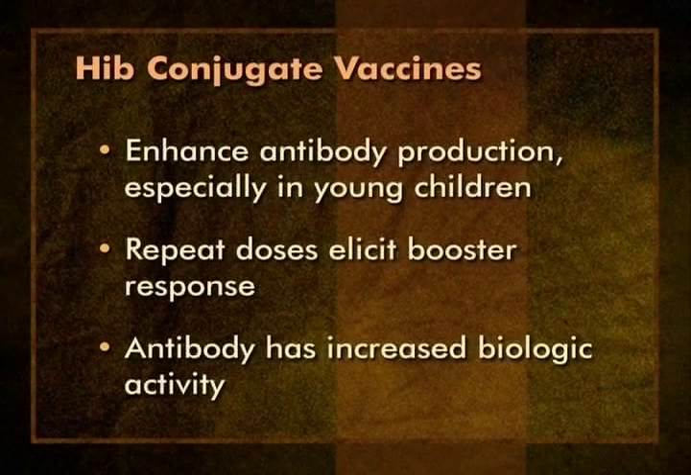The limited effectiveness of polysaccharide Hib vaccine was improved by a process known as conjugation. The idea is to link a poor antigen, the polysaccharide, to a good one, a protein. Conjugation enhances antibody production, especially in young children. Repeat doses elicit a booster response, so antibody titers go up with every dose. And the antibody that is produced has increased biologic activity, which means it works better. What happens with conjugation is that the protein polysaccharide complex elicits a T-cell dependent response. That means that T-cells become involved in the immune response instead of the T-independent response characteristic of pure polysaccharide.